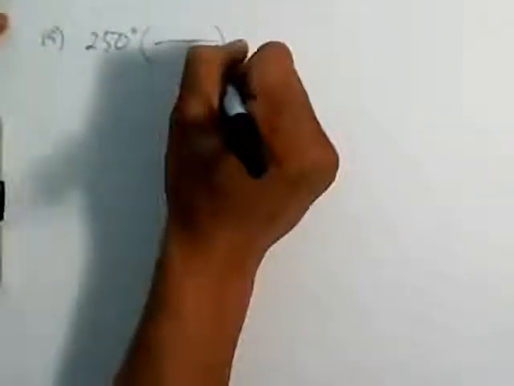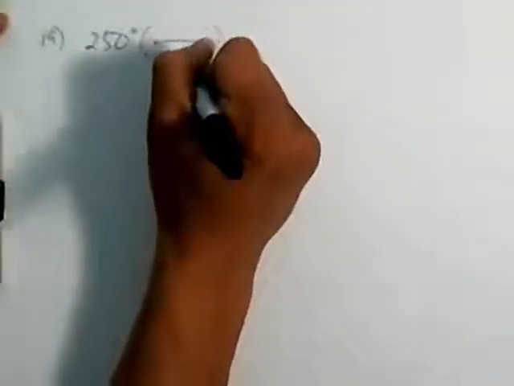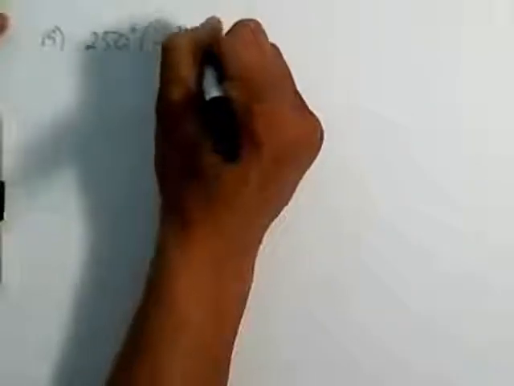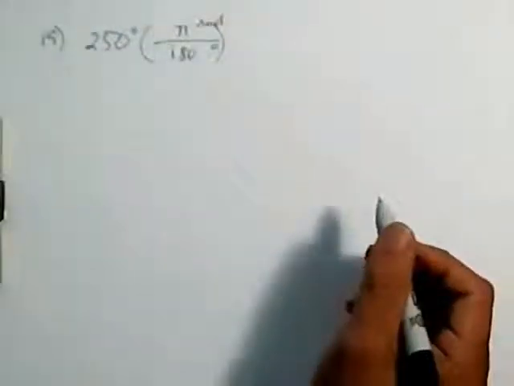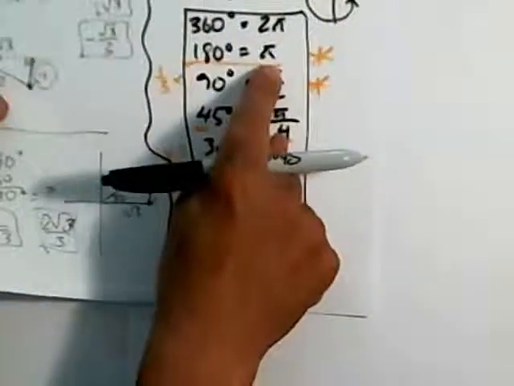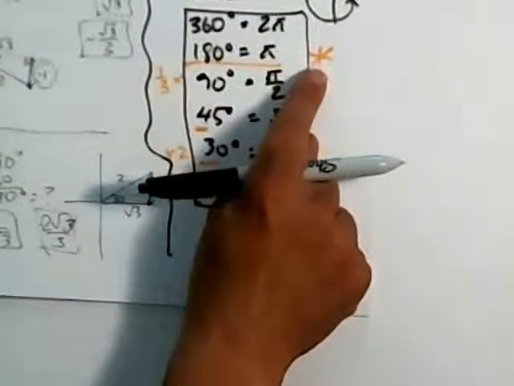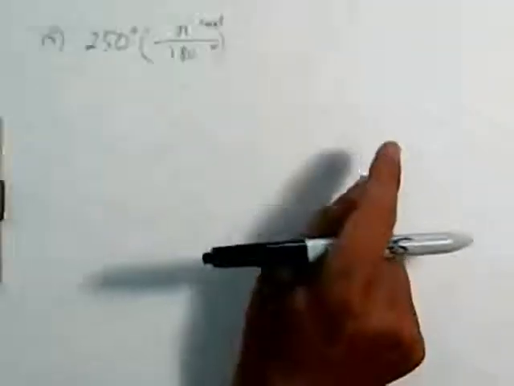If you have degrees here, you put the degrees in the denominator. 180 degrees is pi radians. Just like right over here, 180 degrees is pi. I asterisk that. That's pretty important stuff. So make sure you get that down.